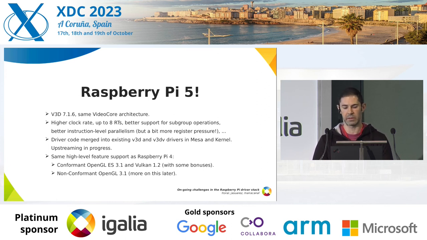So the driver status is, we just landed most of the work for the Mesa side of this just a few days ago. And there's still a few patches for some specific optimizations that require changes in here, and those are on review. And then we have some patches on the kernel, which I need to send a V2 for, hopefully soon. The feature level that we're exposing here is the same as for Raspberry Pi 4 currently, so that's OpenGL 3.1 and Vulkan 1.2, although, as I said, we do have some extra bonuses here. And then we also expose a non-conformant version of OpenGL 3.1. This is also for Raspberry Pi 4, and Juan will talk about this a bit more later.